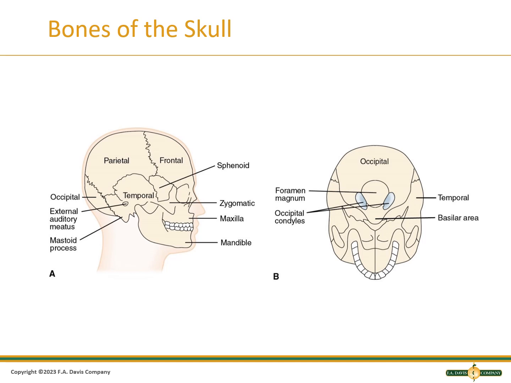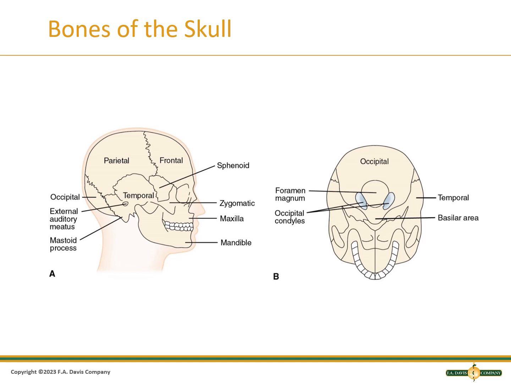Your zygomatic arch is going to make up your cheekbone. Your maxilla is going to be the bone that makes up your upper jaw, and your mandible is going to be the bone that makes up your lower jaw. Your external auditory meatus is your ear hole, and the mastoid process is the bony prominence that can be palpated just posterior to your ear.